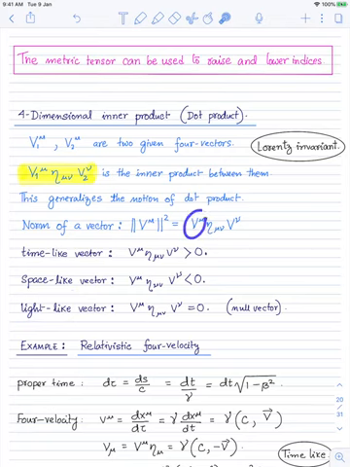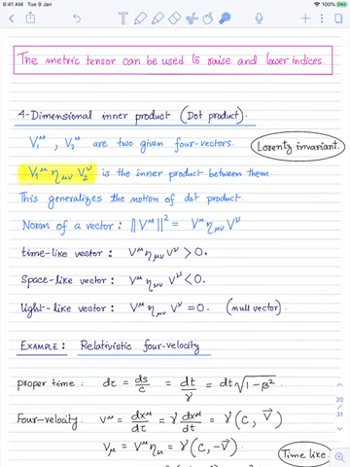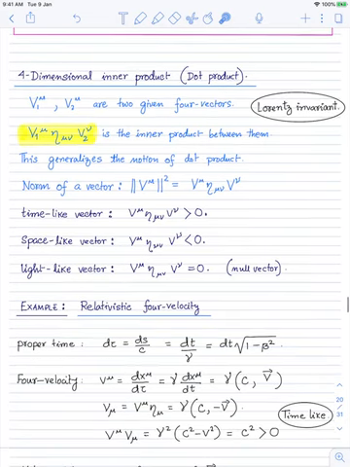So I can take a vector and find this object. This is a scalar real number. If this is greater than 0, then I call it a time-like vector. If this is less than 0, I call it a space-like vector, and similarly for a light-like vector. The terminology used for the interval can also be used for vectors. A light-like vector is often called a null vector, because its norm vanishes. This is the generalization of the idea of the dot product to 4-vectors.